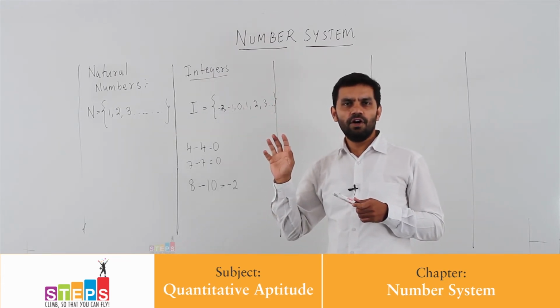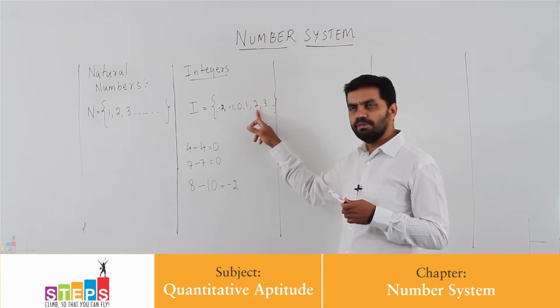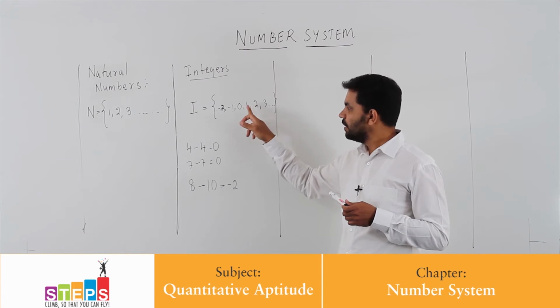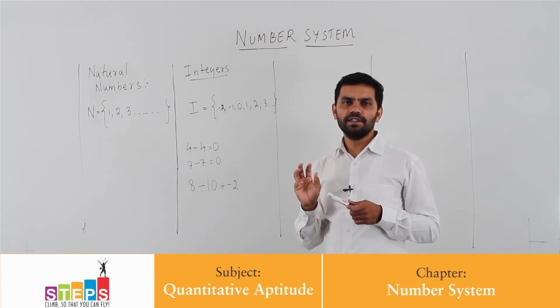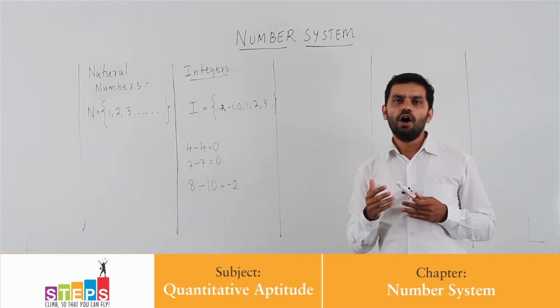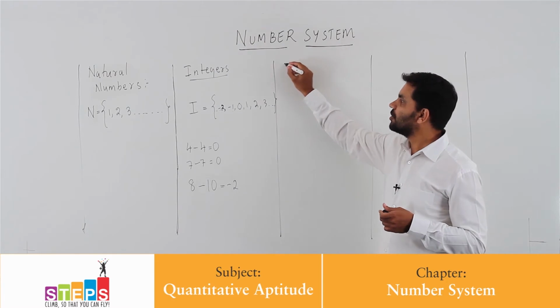Okay, let me recall it. Integers are nothing but a set which contains natural numbers, that is positive numbers, 0 and the negative numbers put together, we call that integers. Now, next, how it developed to another system, which we call rationals.